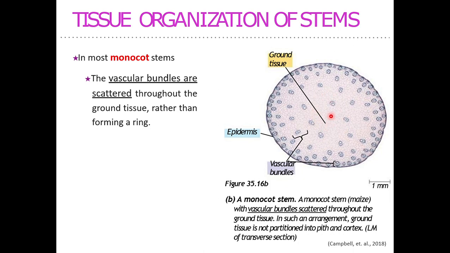Here in this figure, it shows the epidermis on the outermost layer, and then the light stained structure is the ground tissue, and then the rounded structures are the vascular bundles, consisting of the xylem and phloem, and they are scattered throughout the ground tissue.